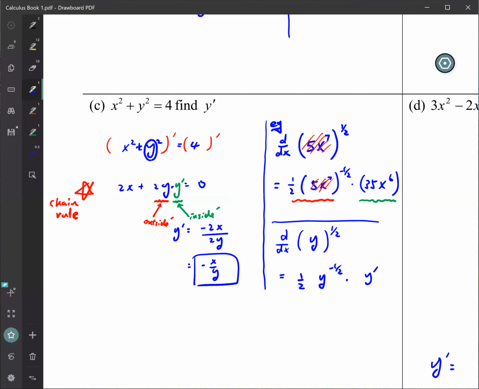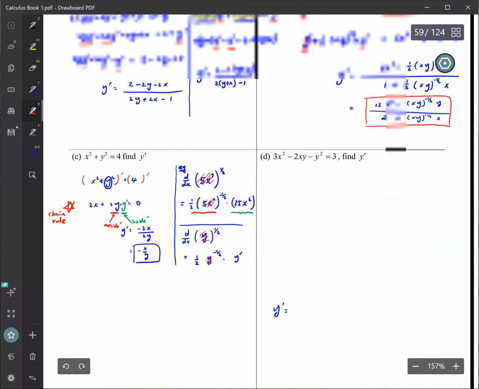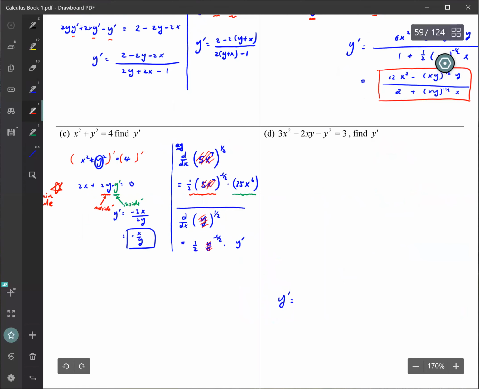Yeah, okay, so same thing with the square, right? All I did is change the square into half. Okay, so the y is like this. If you finish question D, please raise your hand, okay? Final answer for y prime.